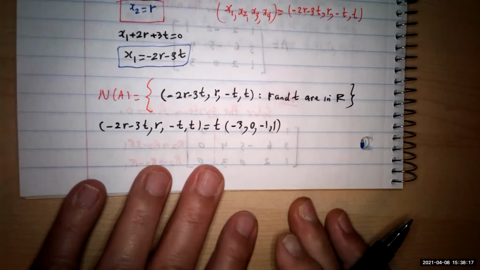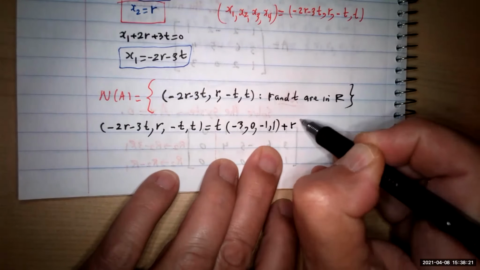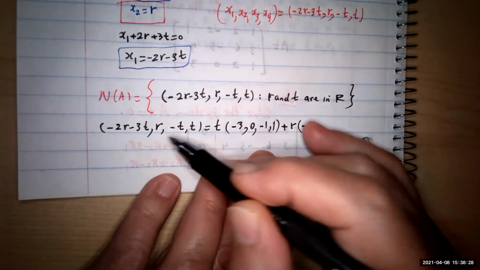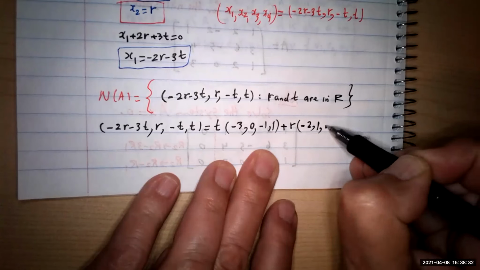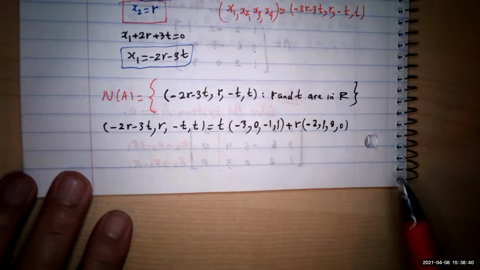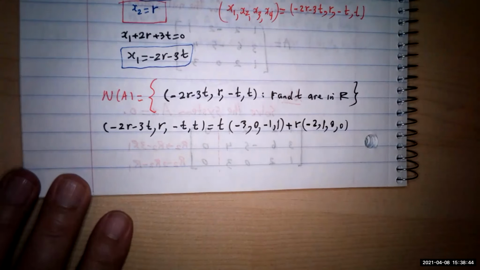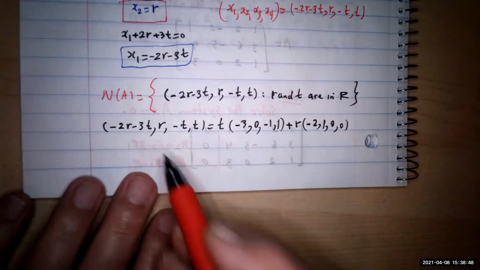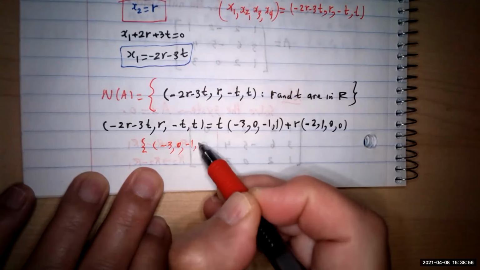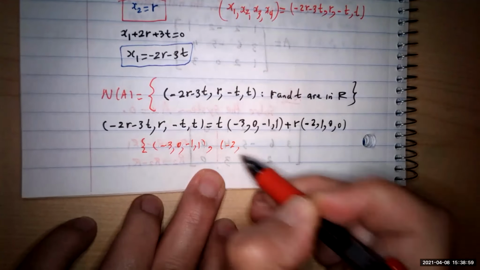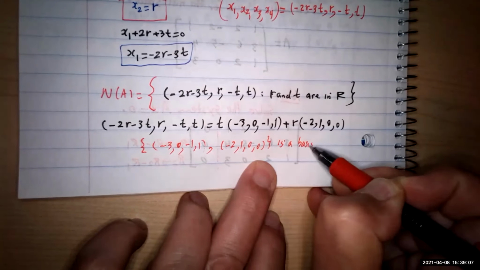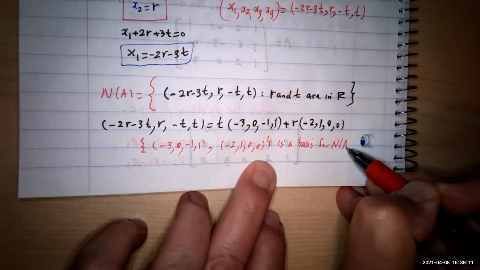So that's when t is equal to 1, plus, you would like the r, so replace r by 1, everything else by 0. So that gives negative 2r would be negative 2, s is 0, and that gives you 1, and the other one would be 0, 0. Okay, so you can write each member as a linear combination of these two, so that gives you the basis. As you can see, I have negative 3, 0, negative 1, 1, comma, negative 2, 1, 0, 0. This is a basis for N of A, the null space.